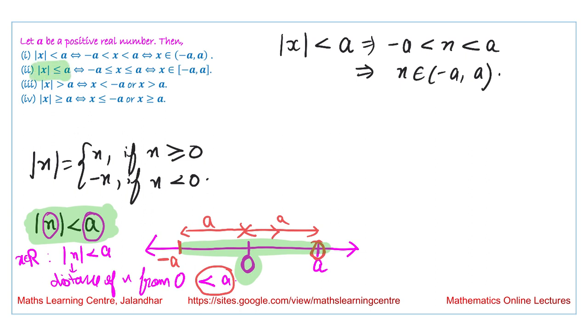Similarly, when we say mod of x is less than or equal to a, the answer will be the closed interval minus a to a.